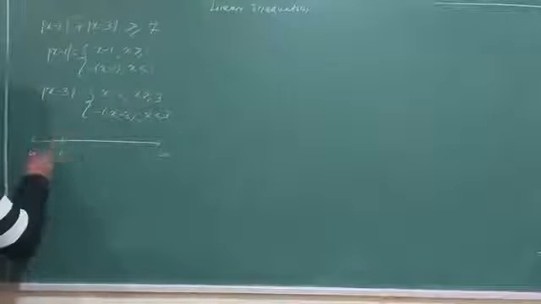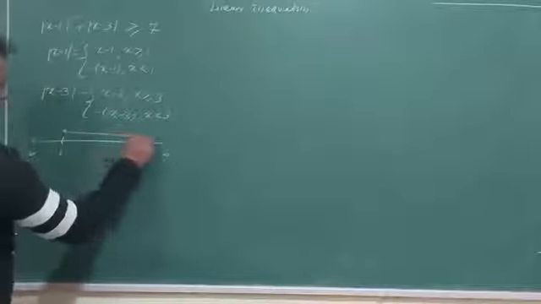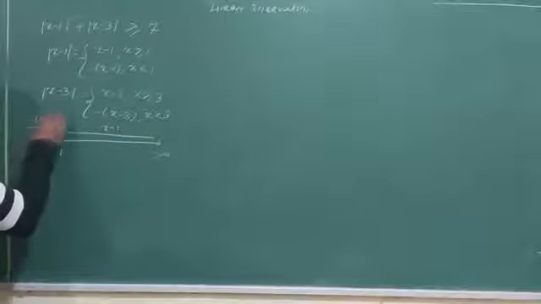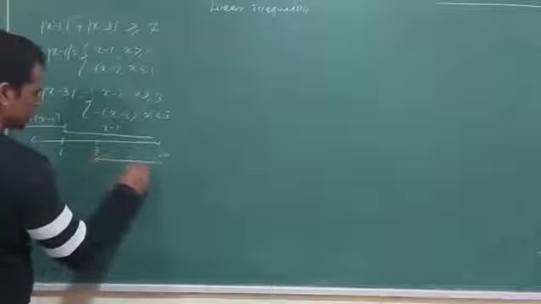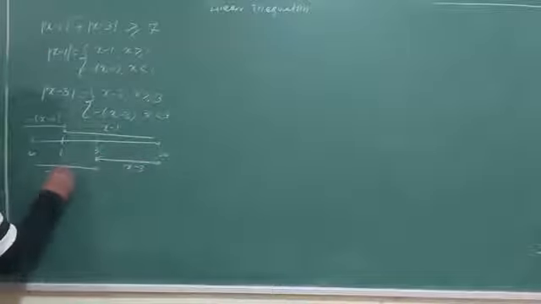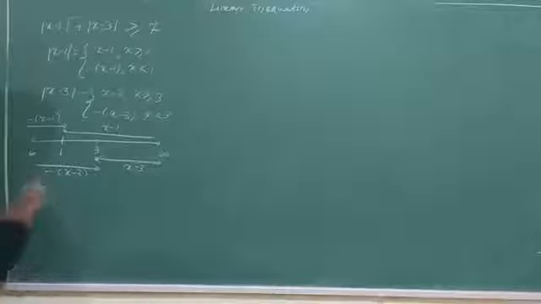1 is the partition value for x minus 1. On the right-hand side it is x minus 1, on the left-hand side it is minus (x minus 1). Then comes 3: on the right-hand side x minus 3, closed at 3, open on the left, minus (x minus 3). So now you make the function here. Now the number line is divided into 3 parts.